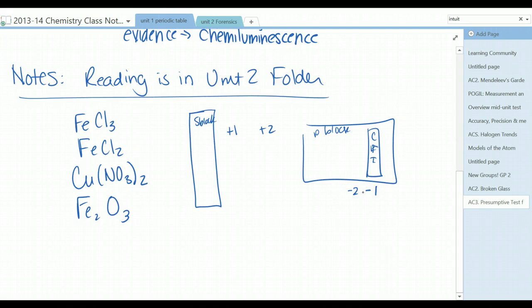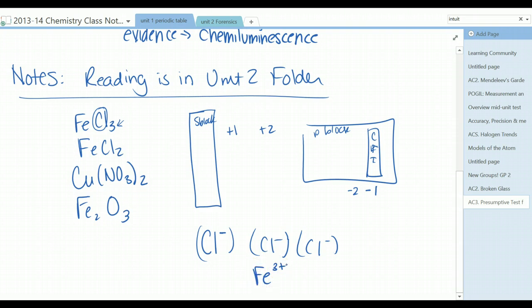So if you look at chlorine in this iron 3 chloride here, chlorine is willing to take that -1, but there are 3 of them, which is what that 3 means here. So in order for 3 chlorines, each with a -1 charge on them, to neutralize when they're bonded with an iron, that iron must have a 3+ charge.